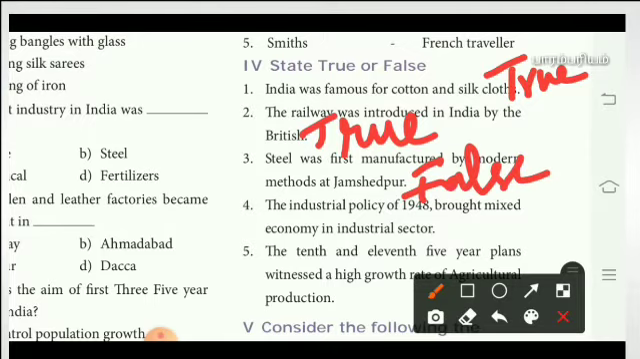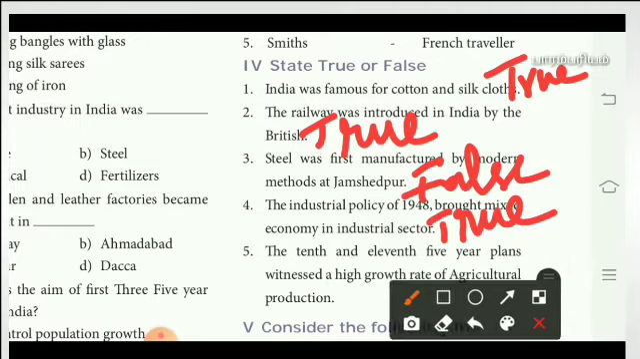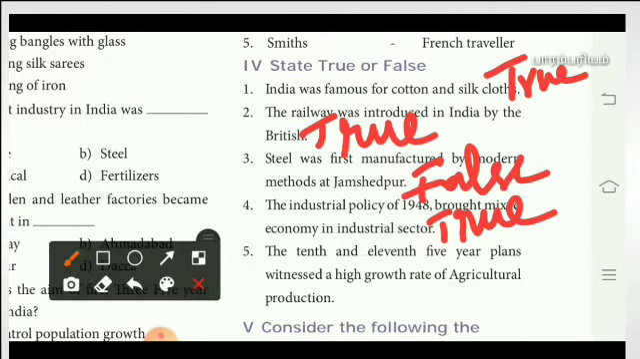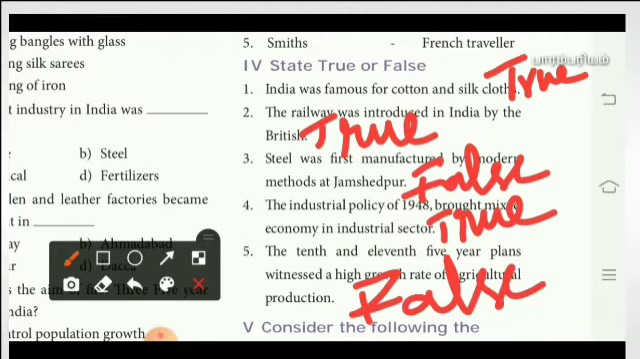The fourth one, the industrial policy of 1948 brought mixed economy in the industrial sector. The answer is true. Then the fifth one is, the 10th and 11th 5-year plans witnessed a high growth rate of agricultural production. The answer is false. F-A-L-S-E, false.